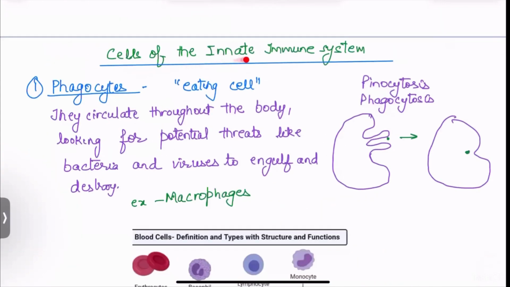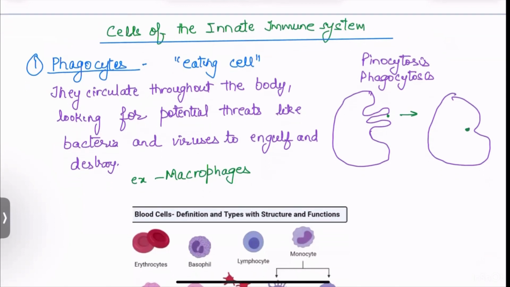Let's talk about cells of the innate immune system. There are a lot of cells which are involved in innate immunity. Innate immunity basically makes sure that till the time adaptive immunity is activated and the B cells and T cells activate and produce antibodies, meanwhile, pathogens are not able to do much harm to the body, and that's why cells of the innate immune system come into action.